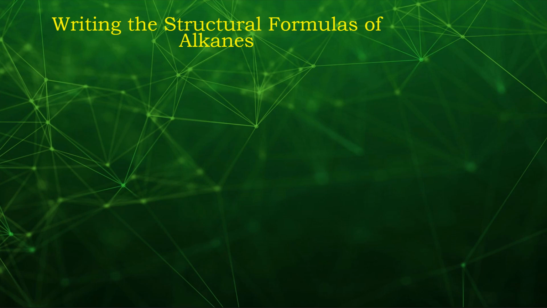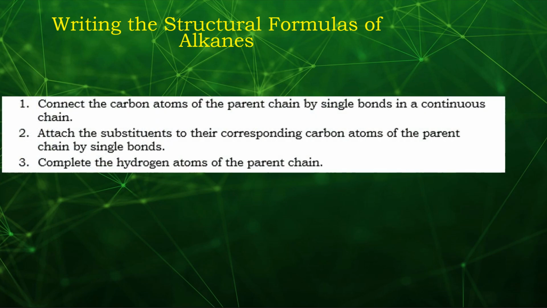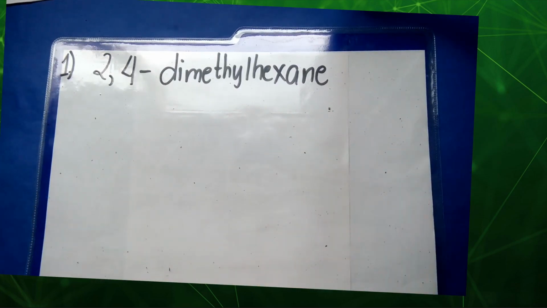So this time we're going to write the structural formulas of alkanes. So what are the rules in writing the structural formulas? The first rule is that you connect the carbon atoms of the parent chain by single bonds in a continuous chain. Number 2, attach the substituents to their corresponding carbon atoms of the parent chain by single bonds. And the third one, complete the hydrogen atoms in the parent chain. So later on, we will do that. Okay? So let us now write the structural formulas of alkanes.